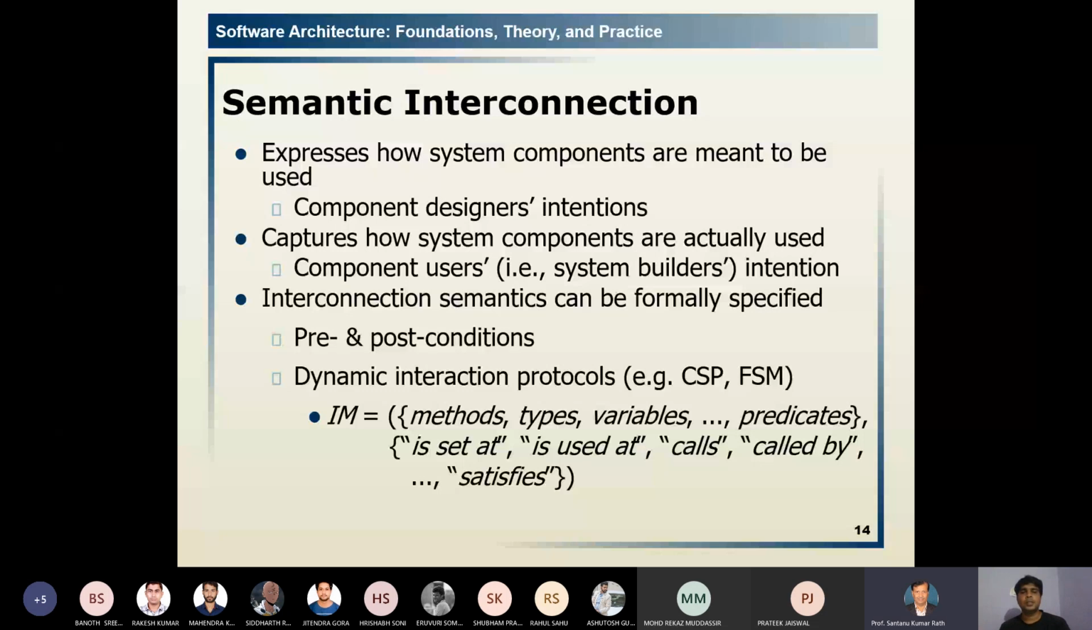they are based on some semantic interconnections. Then the interconnection model uses notations like methods, types, variables, and predicates, everything. And it uses relations like is set by, is used by, calls or is called by, satisfies everything. A satisfies the values for B, anything. So some proper notations are used during this semantic interconnection for the system components.